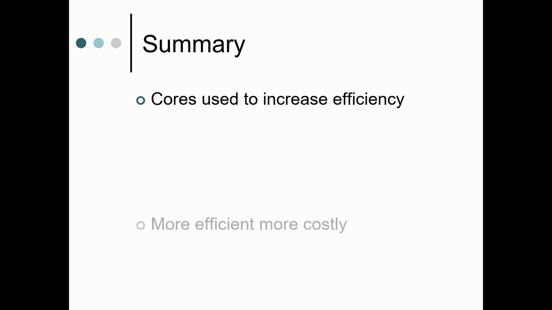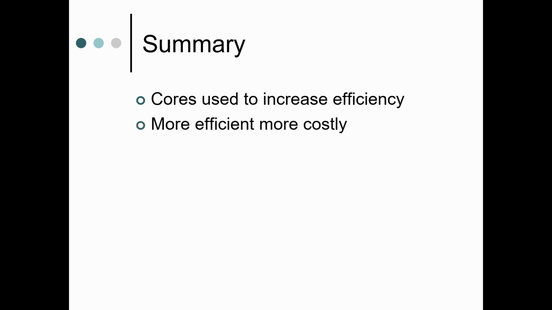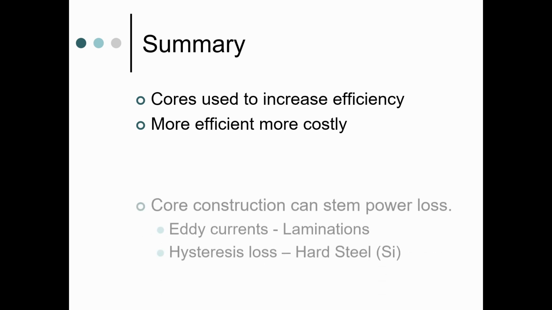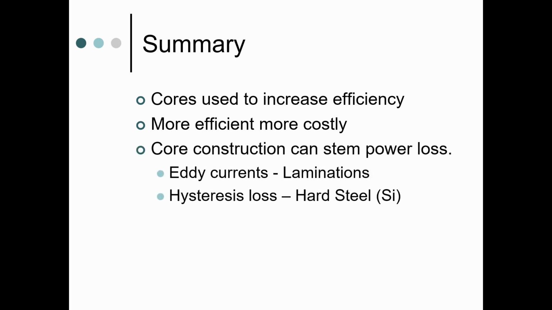To summarize, the addition of a core to a transformer can make it more efficient. The core types are air core, open core, closed core, and shell type design. Generally, the addition of a core and its design affects the cost of a transformer. Transformer cores are constructed of laminations of hard silicon steel to minimize power loss through eddy currents and hysteresis loss.